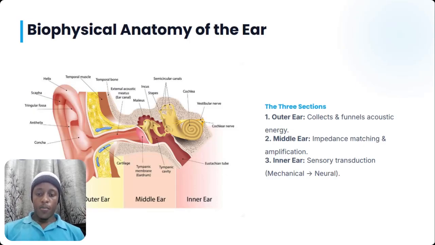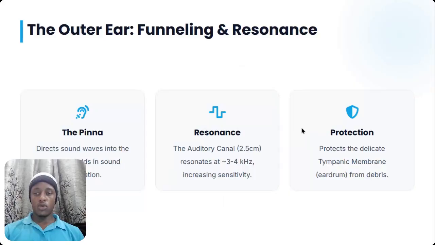Anatomy of the ear. We have the outer ear, the middle ear, and the inner ear. The outer ear collects and funnels acoustic energy. The middle ear does impedance matching and amplification. The inner ear does sensory transduction, which is mechanical to neural.